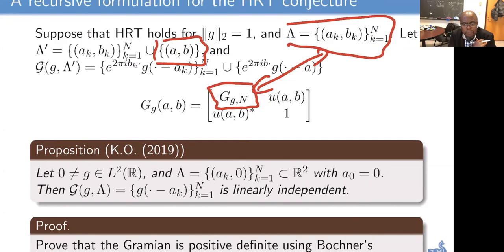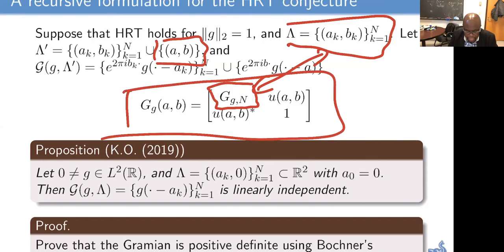So here, what I'm making is that, okay, suppose that this upper left corner is positive definite, and I consider this entire new block matrix, and I would like to decide whether or not the HRT conjecture is true. So to make that determination, all you have to do is to prove that this matrix doesn't have an eigenvalue of zero, so that all the eigenvalues of this matrix are strictly positive. I know by definition that they are non-negative. I just want to prove that the smallest one is also strictly positive.